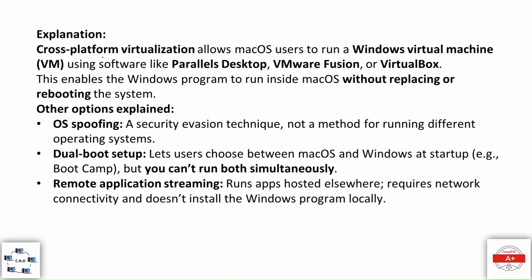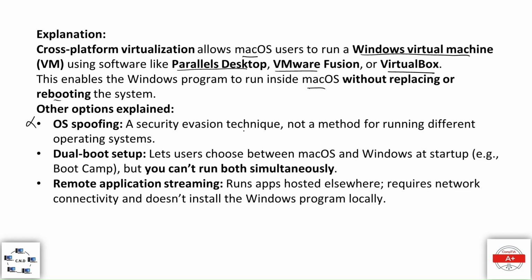And the explanation is, cross-platform virtualization allows a macOS user to run a Windows virtual machine using software like Parallels Desktop, VMware Fusion, or VirtualBox. This enables the Windows program to run inside macOS without replacing or rebooting the system. Rebooting means that if you use the dual boot system, you have to reboot the system in order to use Windows. So the other options included OS spoofing.